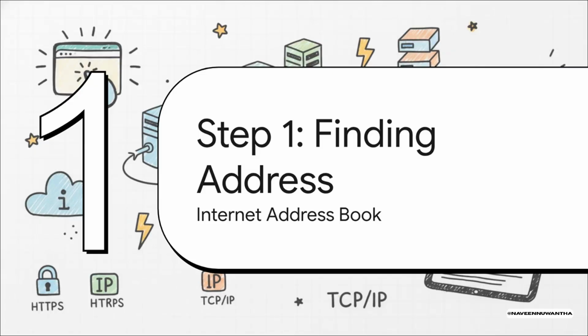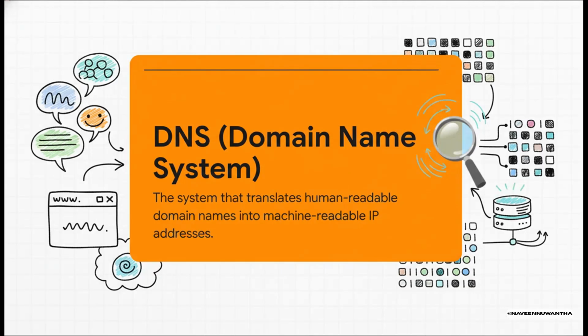Okay, so step 1, finding the address. This is pretty logical. Just like you can't mail a letter without a street address, your computer can't go get a website without knowing its specific location on the internet. So first things first, it has to look it up in what's basically the internet's giant address book. And that address book has a name. It's called the DNS, or the Domain Name System.